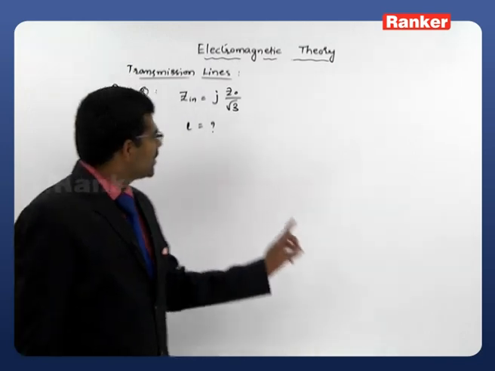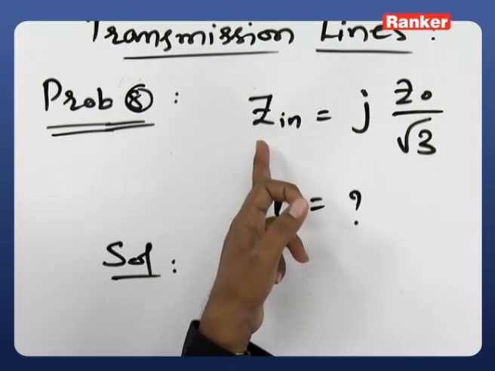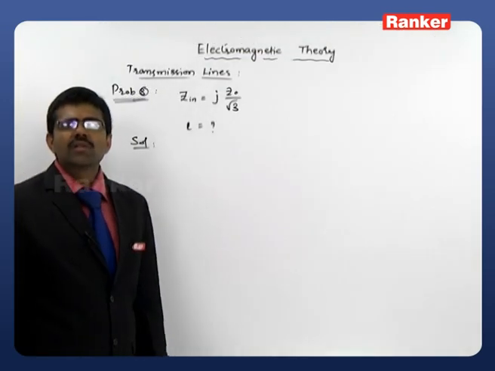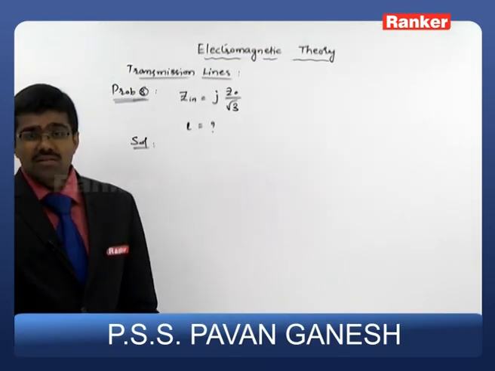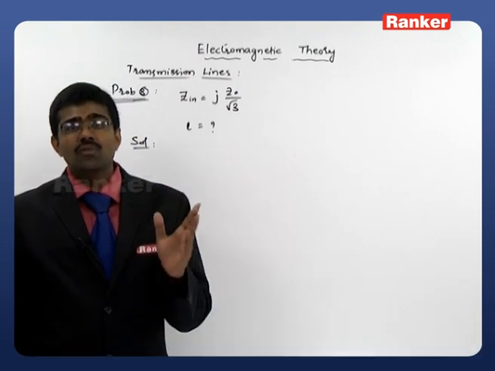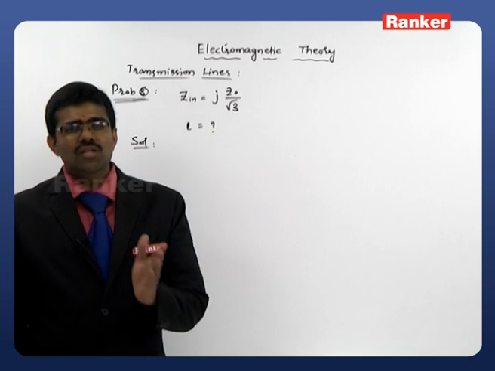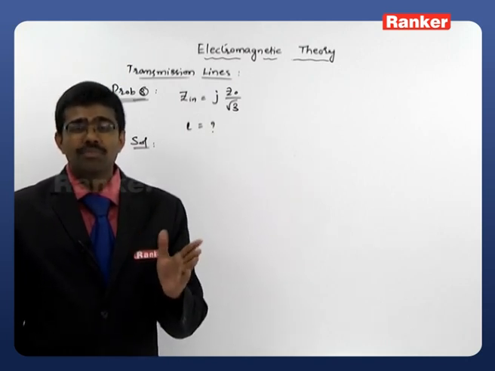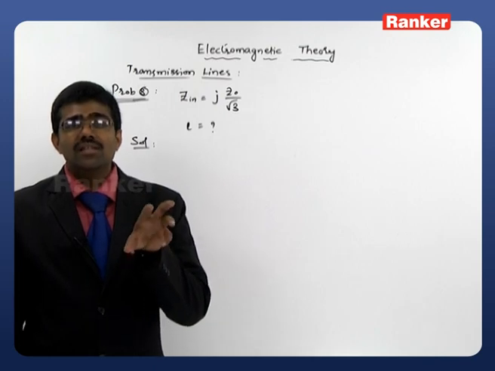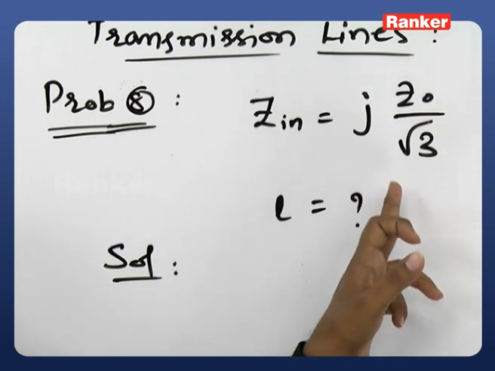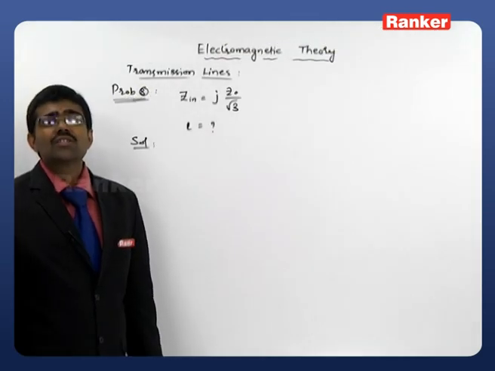The problem given to us is a lossless line that has an input impedance of Z0 by root 3. Now we require the length of that particular transmission line. Just recollect the equation for the input impedance of a lossless line under different conditions: when it is short circuited, what is the input impedance, and when it is open circuited, what is the input impedance? For this problem, the input impedance Zin is given as Z0 by root 3, and the condition is simply that it is short circuited.